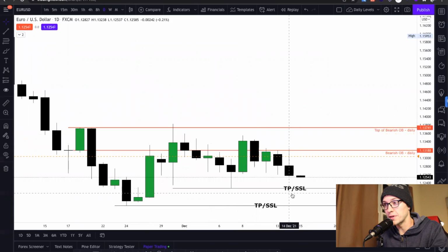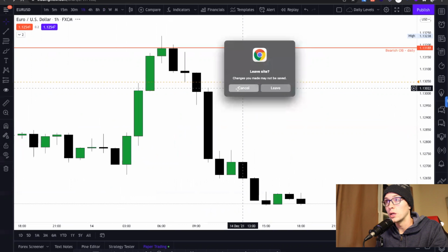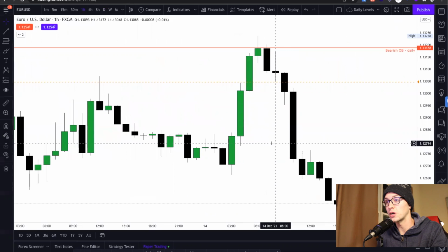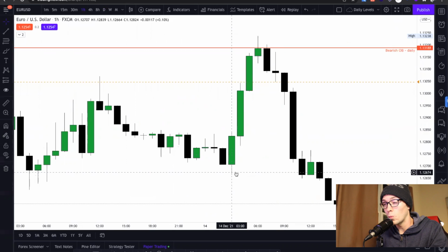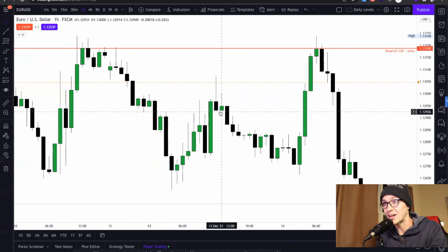There's some take profits and sell side liquidity here and here, which are our weekly targets for the week as of right now. But let's go into the intraday chart and see what happened. Leading up to the session today, the session starts right here at 7 a.m. New York, this first bearish candle here. We had quite a run up during the European session and the London session.